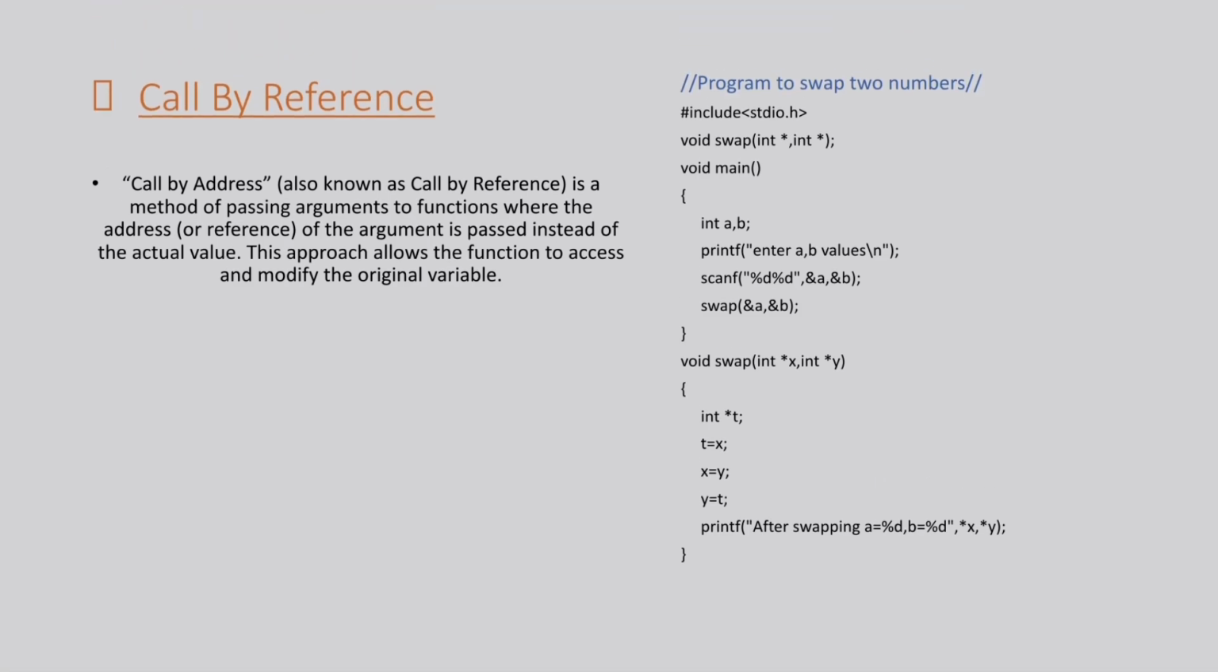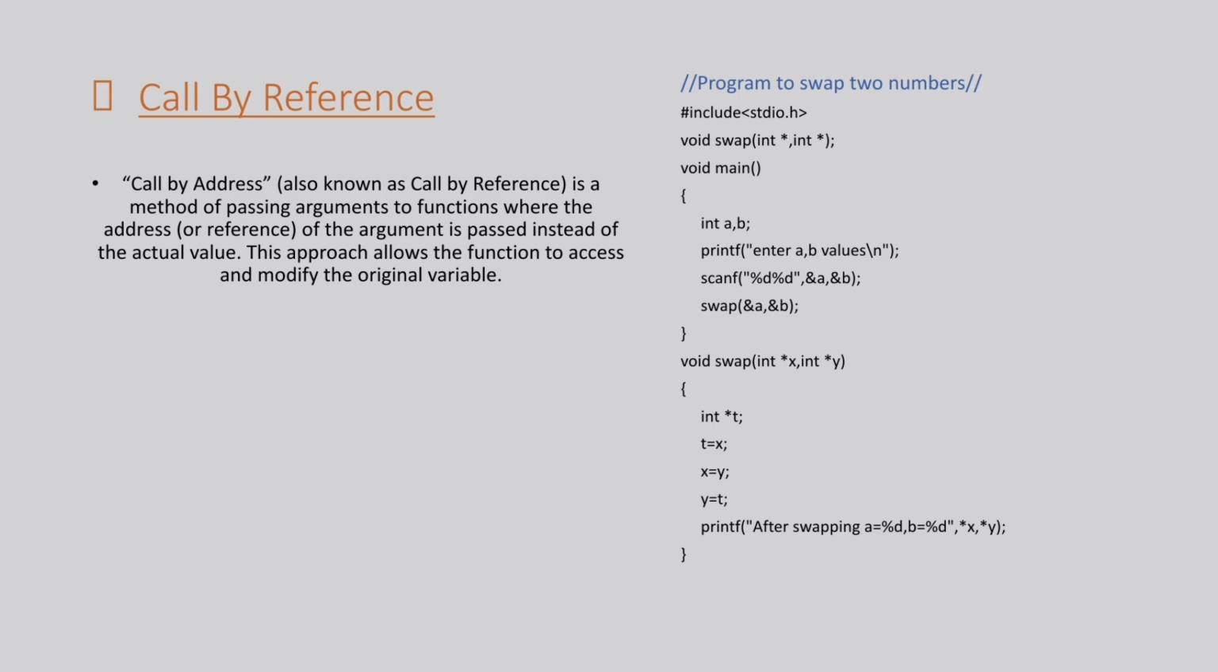Call by reference. Call by address, also known as call by reference, is a method of passing arguments to functions where the address of the argument is passed instead of the actual value. This approach allows the function to access and modify the original variable. Now let's see a program to swap two numbers.